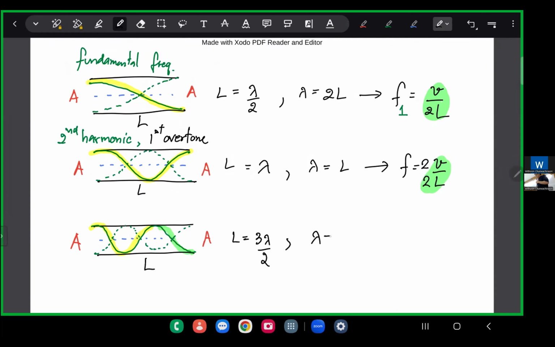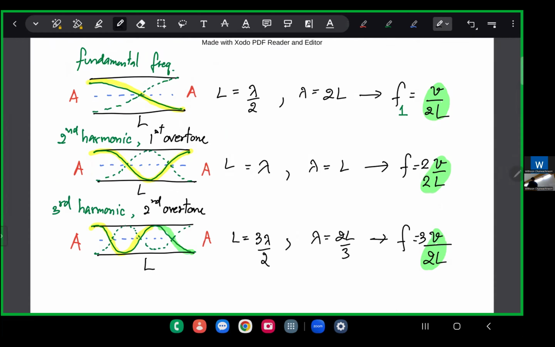That means your wavelength is 2L over 3. And the frequency is just v over 2L. I flip 3 to the top. And you can guess that, of course, it's triple the fundamental frequency. So this one will be named the third harmonic. You can refer to this mode as a third harmonic, which is only the second overtone for this type of tube. And you can see the trend for the rest of this whole standing wave inside the air column.